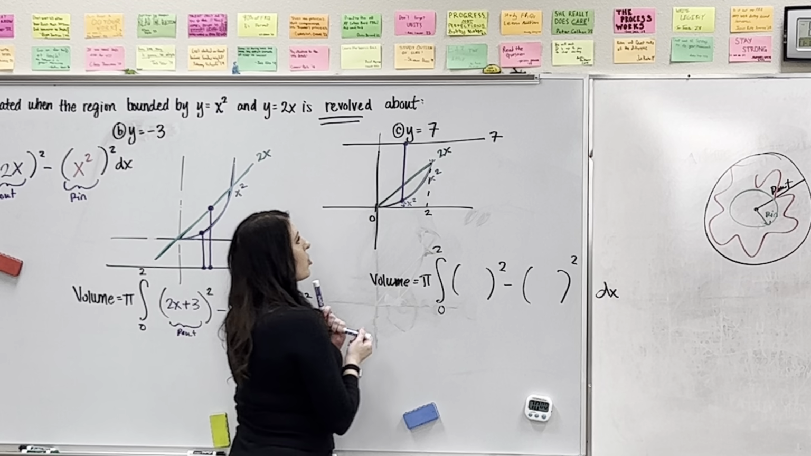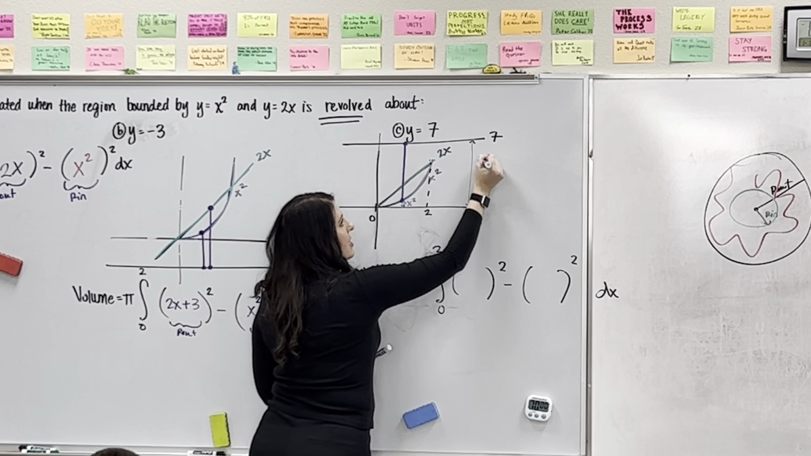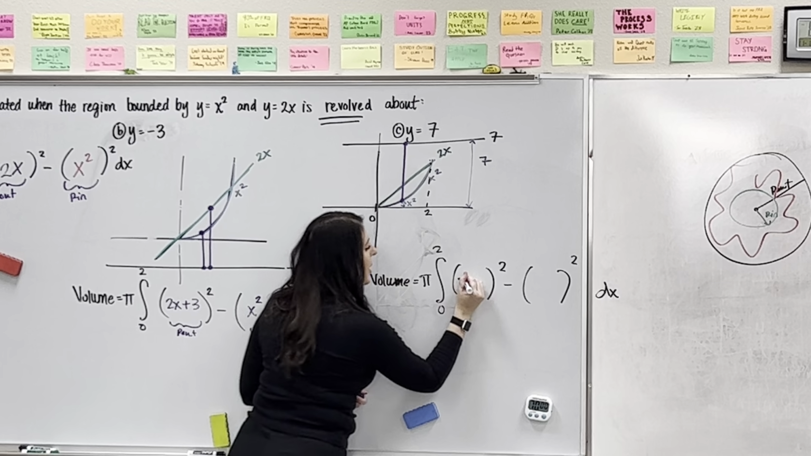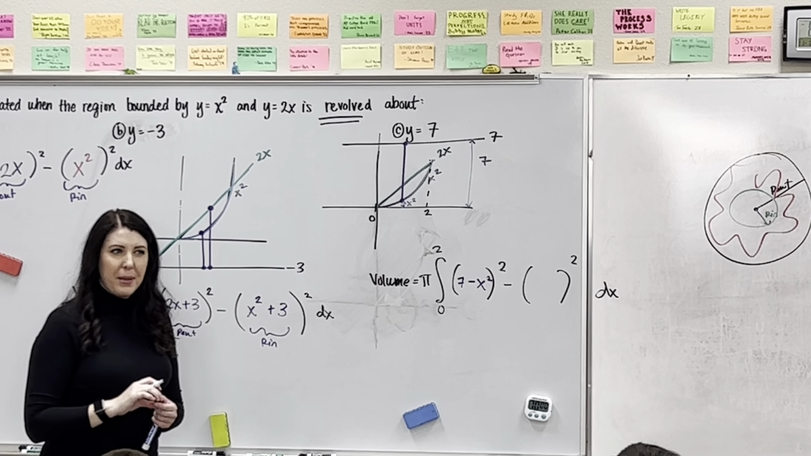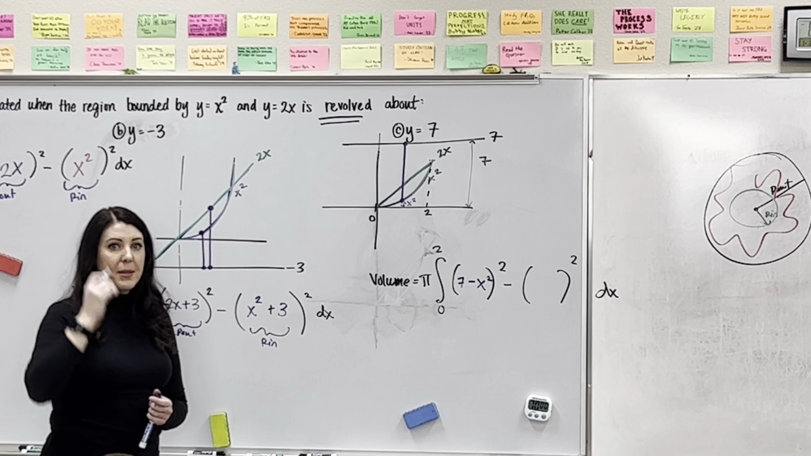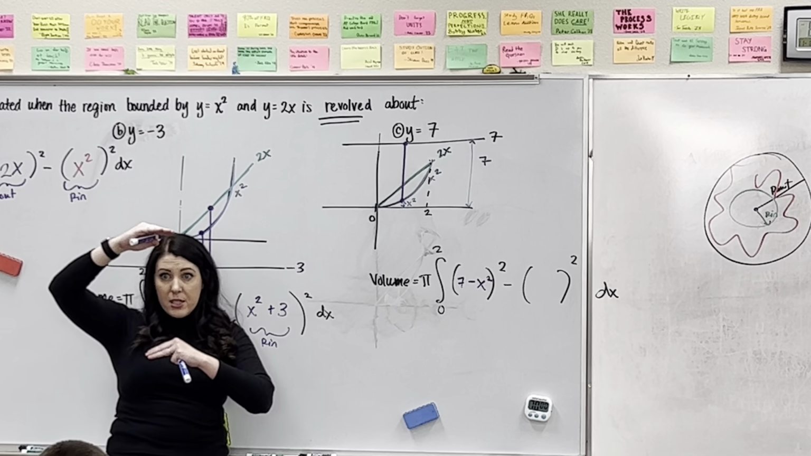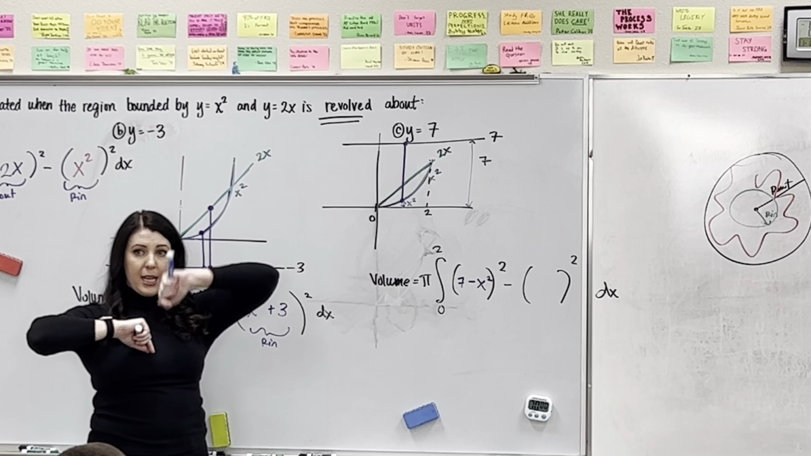What's the distance from 7 to the x-axis? 7. So what would the purple be? 7 minus x squared, and it has to be in that order. It cannot be x squared minus 7. Has to be 7 minus x squared. Okay, total distance 7. This distance is x squared, so it's 7 minus x squared.